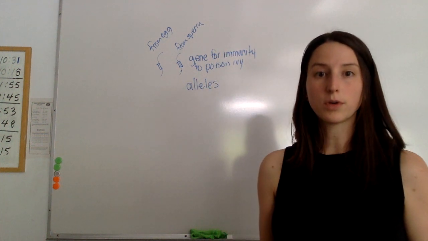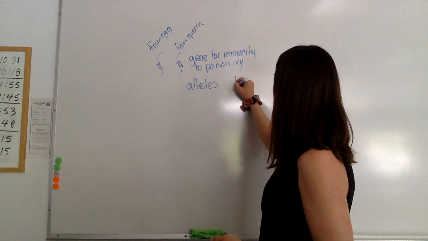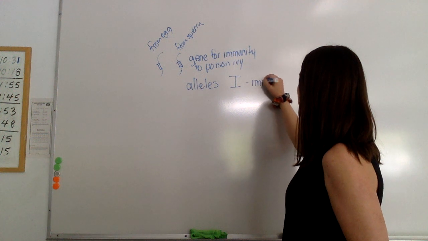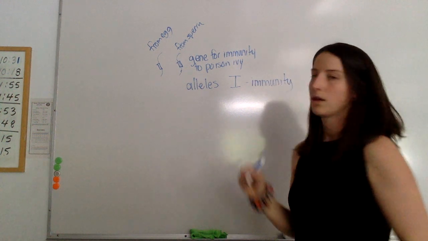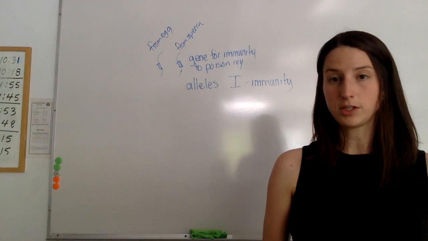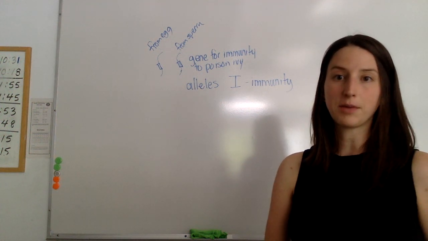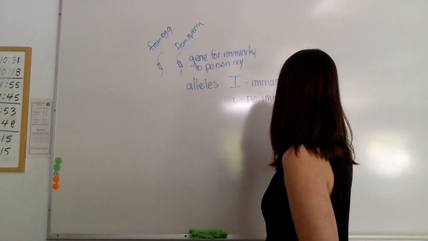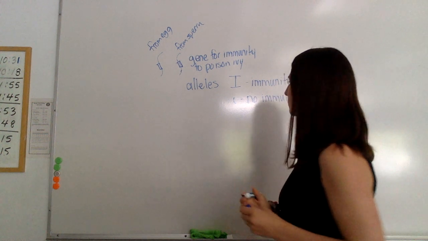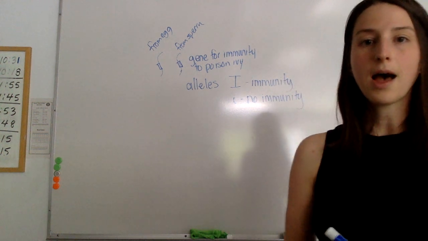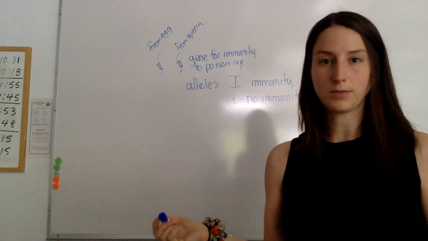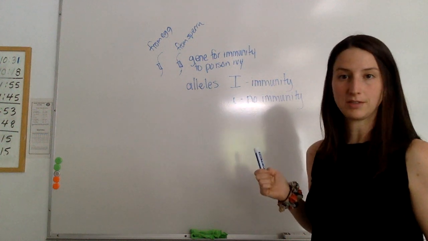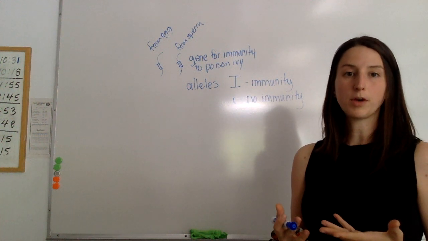One of those alleles we're going to represent with a capital I, and it is for immunity. The other allele, so the other version of this gene, does not give you immunity, and we'll represent that with a lowercase i. Okay, so you're not just going to have one copy of this, right? You're going to have two copies. So you can have a variety of combinations of these alleles, and that's going to be what we call your genotype.